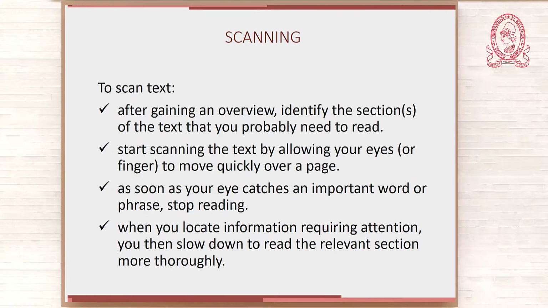According to them, we have to follow also a few steps in order to scan a text. After gaining an overview, you will need to identify the section or sections of the text that you will probably need to read. After that, you start scanning the text by allowing your eyes or fingers or both to move quickly over a page. As soon as your eye catches an important word or phrase, you need to stop reading. And when you locate information requiring attention, you then slow down to read the relevant section more thoroughly.